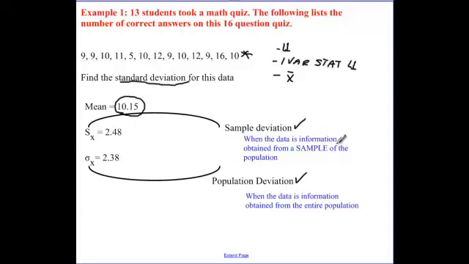Think about if you wanted to survey everybody in the school. That's a population deviation. That means you have to ask every single person in the school a question. You'd probably want to do a sample where you get a significant amount of responses, but not everybody in the school. So when you read your question, you have to decide, is it sample or is it population? For example, this is population because 13 students took the quiz and we have 13 responses. So therefore, we're going to use the population.